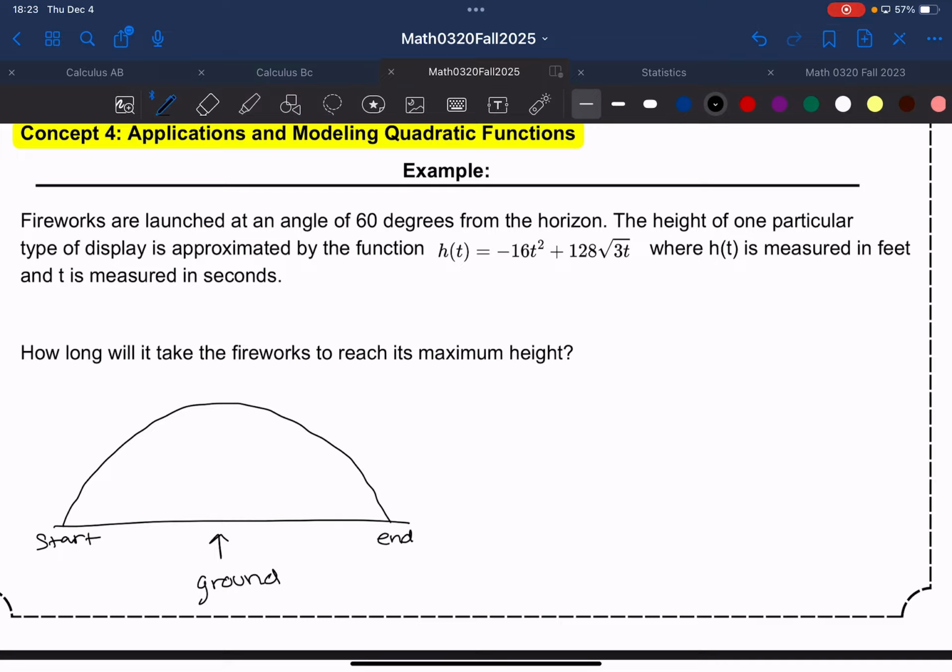Well, if we need to find the maximum height and we were to draw a coordinate plane over this, that maximum height would be the same as us finding the what?